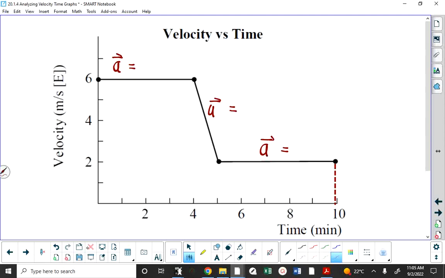So what is the slope of the first section of the graph? 0. What is the slope of the third section? 0. What is the slope of the middle section? Well, rise over run.